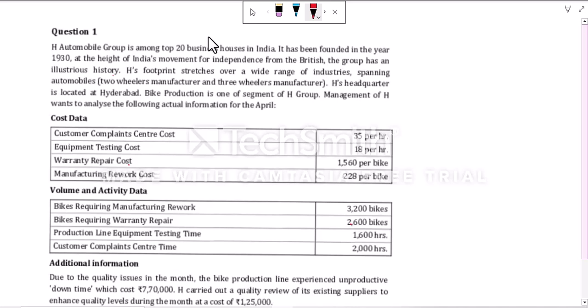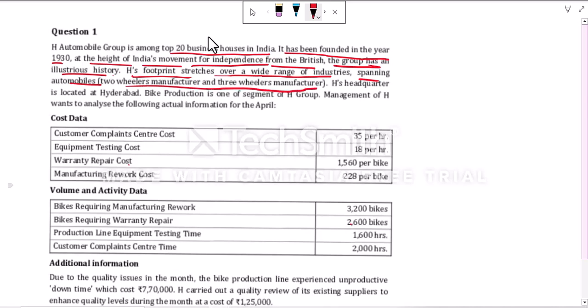So, first question: H Automobile Group is among the top 20 business houses in India. It was founded in the year 1930 at the height of India's movement for independence from the British. The group has an illustrious history. Its footprint stretches over a wide range of industries spanning automobiles, two-wheeler manufacture and three-wheeler manufacture. Its headquarters is located at Hyderabad. Bike production is one segment of H Group. Management of H wants to analyze the following actual information for April.